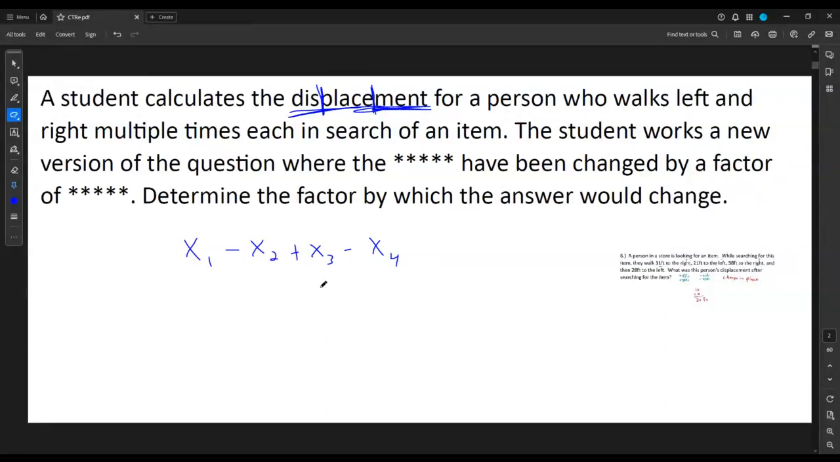Then what we want to think about is, say one of these measurements was changed by a factor of, let's say, 0.55 or something. It doesn't really matter what. Then I have no idea how much that's going to affect the final answer because I don't know what any of the other numbers are. So there's no way for me to guess from that. So for one of these being changed, I can't guess.